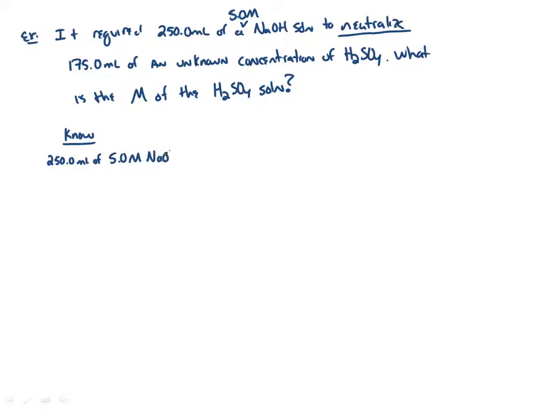Other than I apparently need to read my notes better. We have 175.0 milliliters of an unknown solution of, 5.0. Yeah, so that's supposed to be a 5.0 way up there at the top. Otherwise, this problem would be impossible to solve and we wouldn't want to do it.